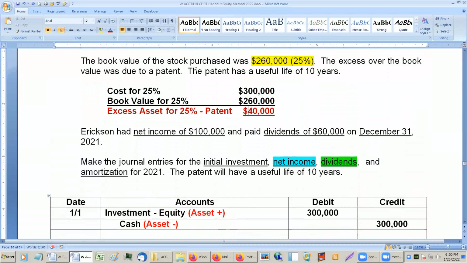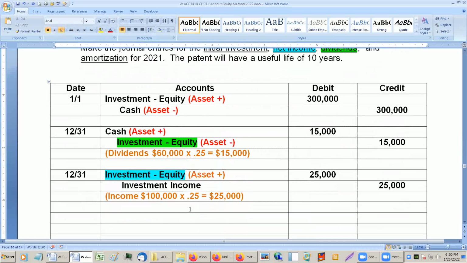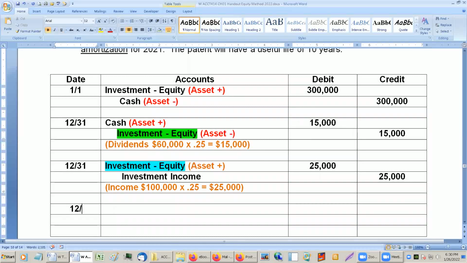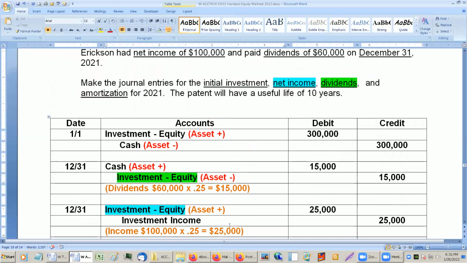Okay, now here's the thing: the patent's only going to last for 10 years, or I should say only, but it's going to last for 10 years. So we're going to divide that by 10, and we're going to come up with down here. We're going to have to expense, in this case amortize, a little more. So it's sort of like up here, the investment income is going to go down. The investment income is going to be reduced by this divided by 10 years.